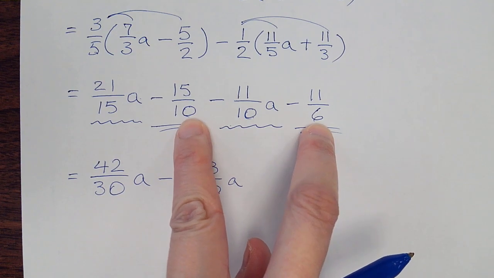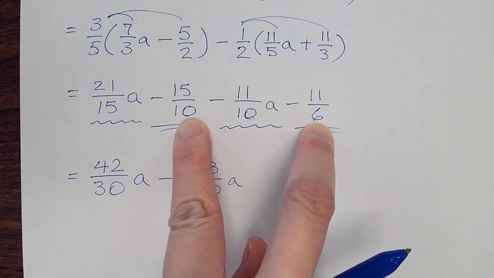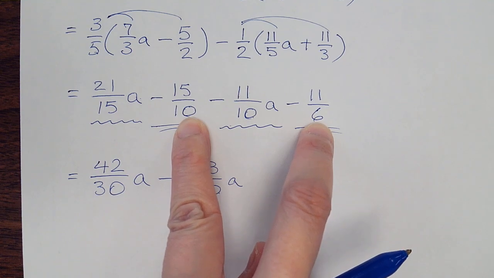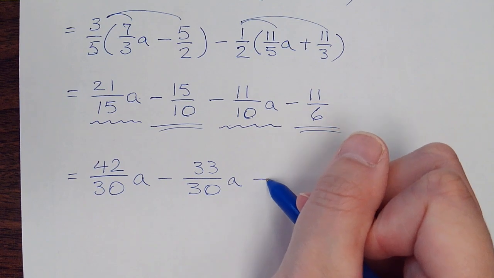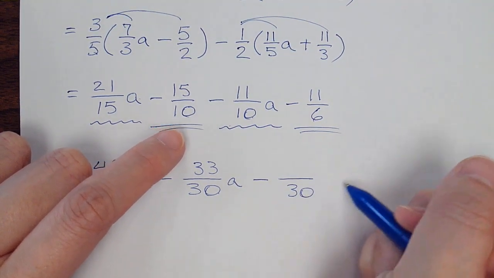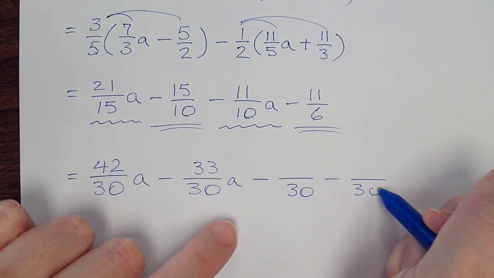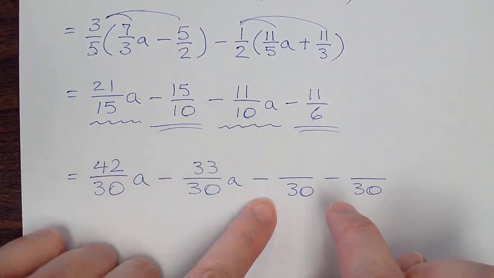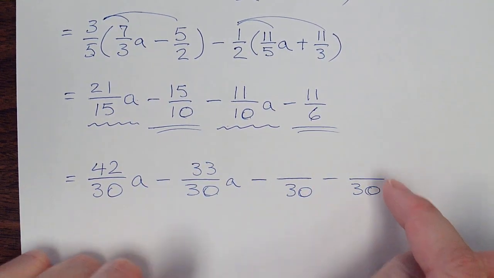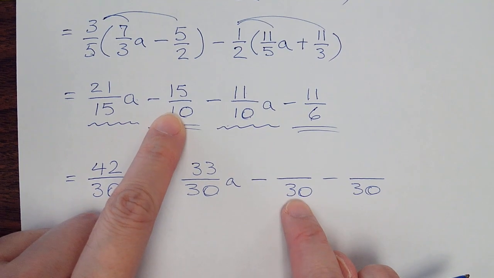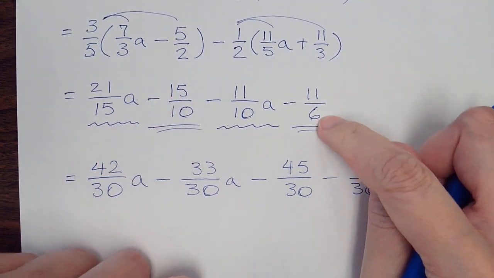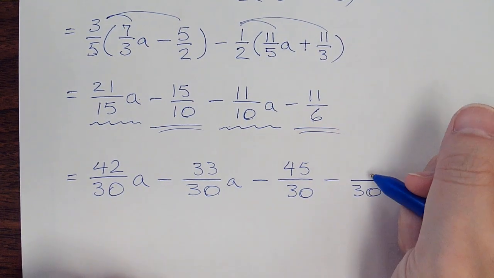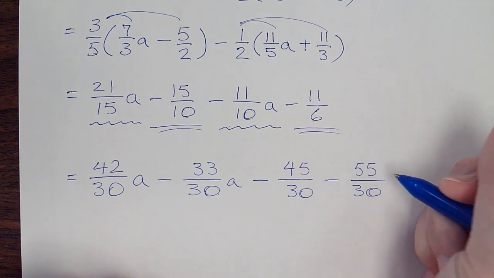Okay. These two now. Between 6 and 10, what's my lowest common denominator? 30 again, yes. Okay, so over 30, over 30. Notice how I kept the sign. This was minus, I kept it minus. So 10 times 3 is 30, so 15 times 3, 45. 6 times 5 is 30, so 11 times 5, 55.